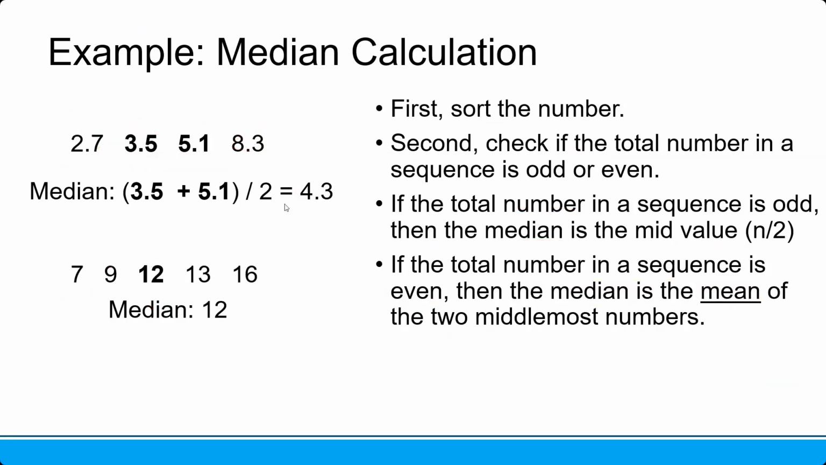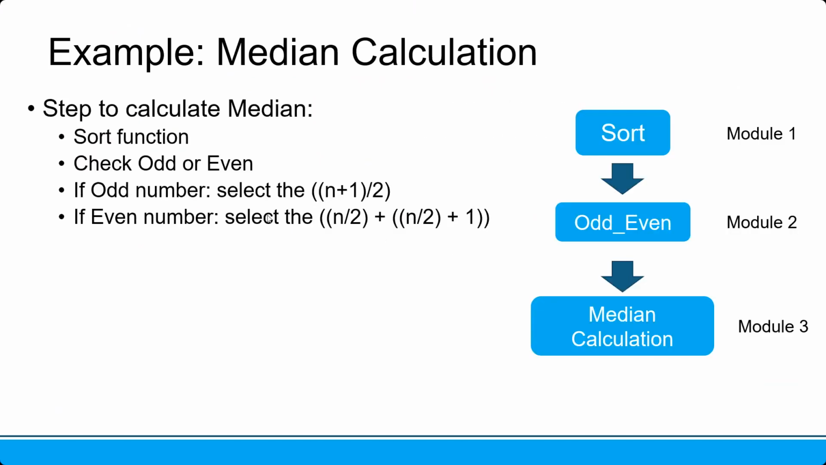Now, how can we do the calculation manually? Then we can create modules. So first, we want to sort. Let's create module 1 for sorting. And then check odd or even, so we can create another module, module 2. And then after you check whether this is an odd number or even number, then do the calculation. Make module 3, which is the median calculation.